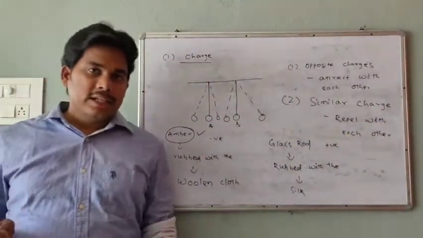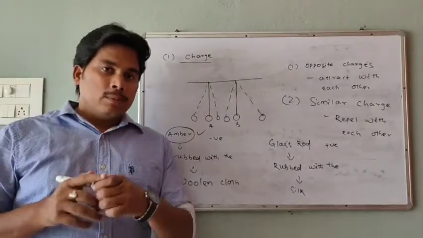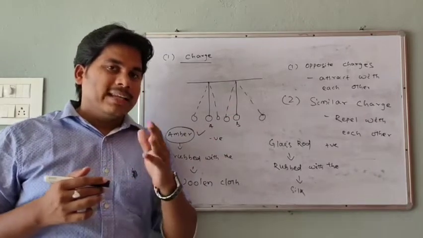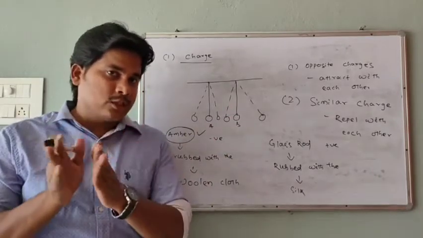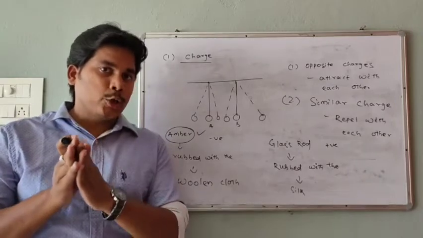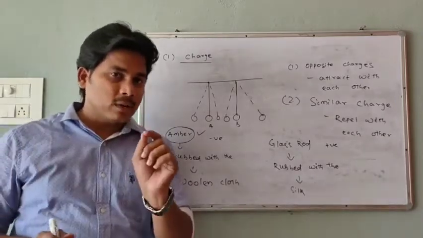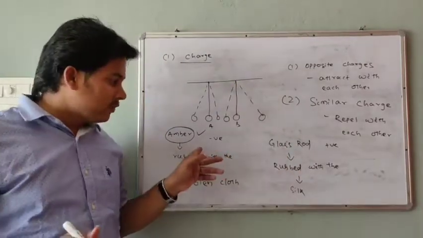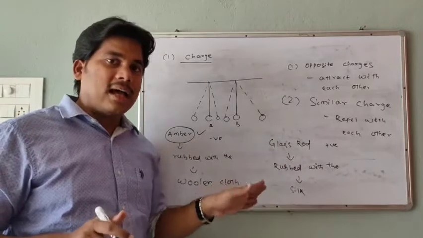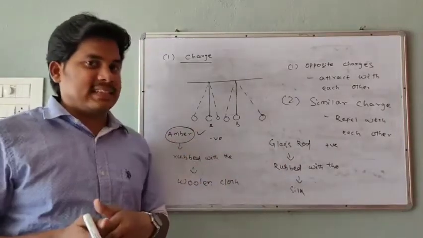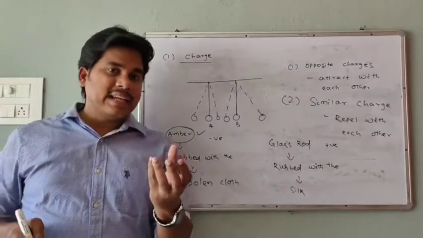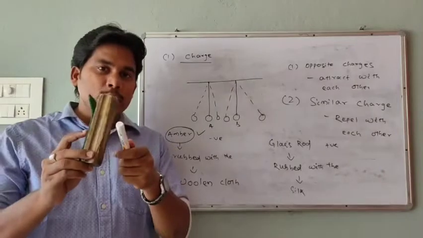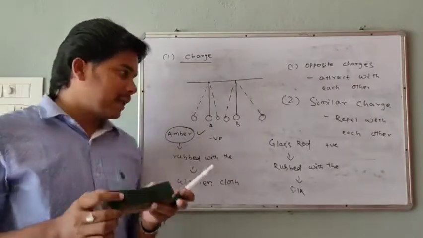Before going further, yesterday in the class, some of the students asked the question, what is electrostatics? Electrostatics is the branch of physics which deals with the study of charges at rest. That means we are studying charges in the rest condition. As we know, the amber and glass rod are charged by rest charges. How are they charged? Let's take this is an amber and this is a woolen cloth. When these two are rubbed with each other, generally what happens?